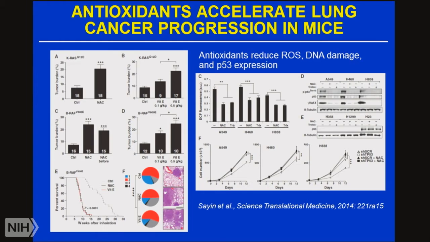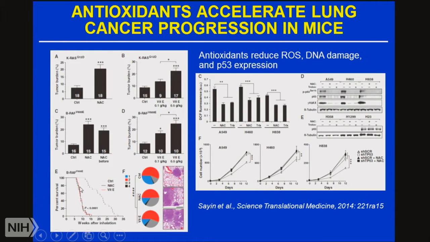A group from Sweden just followed it up, and they went into an animal model, a lung cancer animal model, and said, just treat animals with antioxidants and see what happens. They used a model for lung cancer driven by KRAS mutation and a BRAF mutation, and asked what does treatment of these animals with N-acetylcysteine do? And to their surprise, and consistent with the prevention trials, they got more tumors. They got more tumors with N-acetylcysteine and vitamin E.